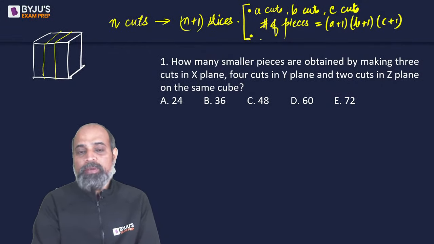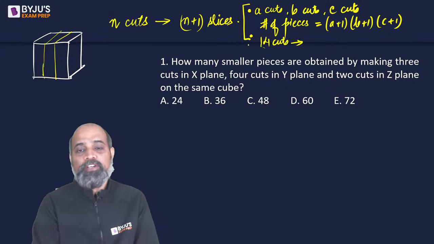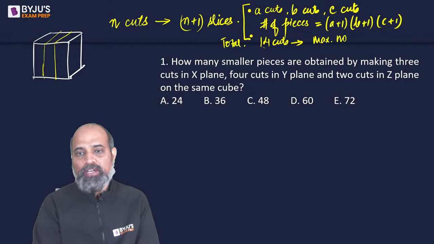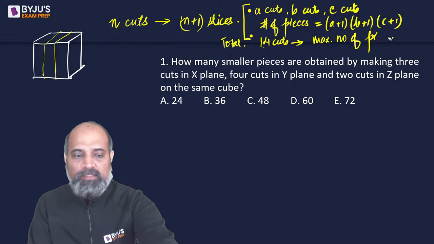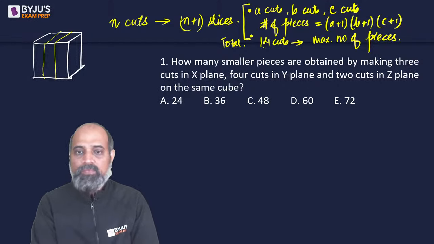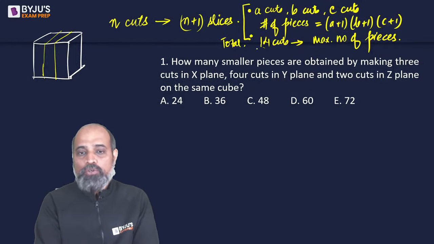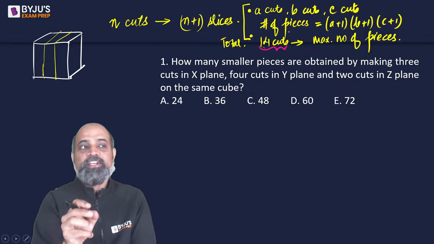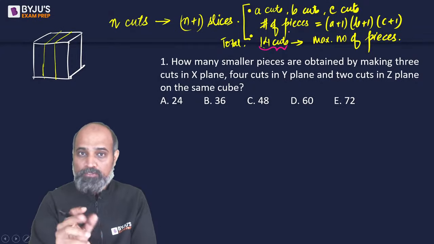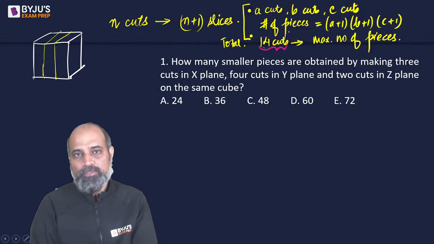Suppose there are going to be, let's say, 14 cuts. Then how many pieces will you have? If the total cuts is 14, then what is the maximum number of pieces you are going to have? How do we solve this? So what you have to do is break down 14 into the sum of 3 numbers where the 3 numbers are as close as possible.